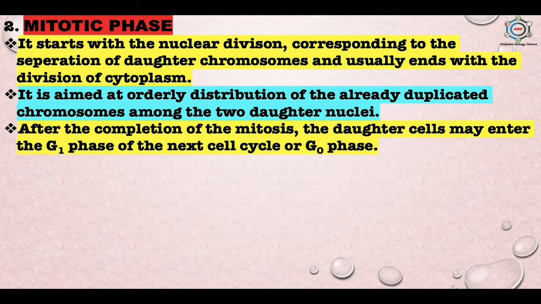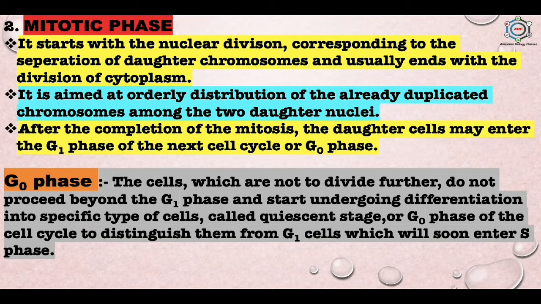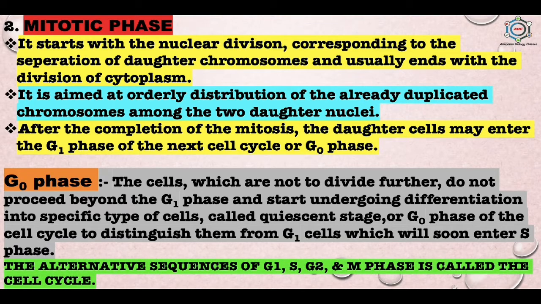After the completion of mitosis, the daughter cells may enter the G1 phase of the next cycle or the G0 phase. So, what is the G0 phase? The cells which are not to divide further do not proceed beyond the G1 phase and start undergoing differentiation into a specific type of cells, called the quiescent stage or G0 phase of the cell cycle, to distinguish them from the G1 cells, which will soon enter S phase. The alternating sequence of G1, S, G2 and M phase is called the cell cycle.